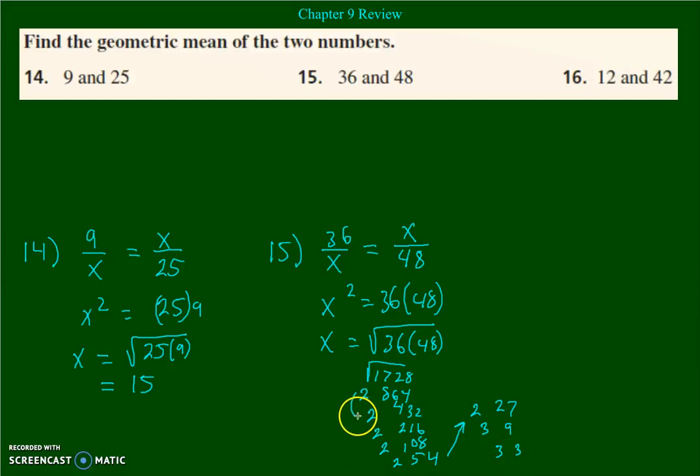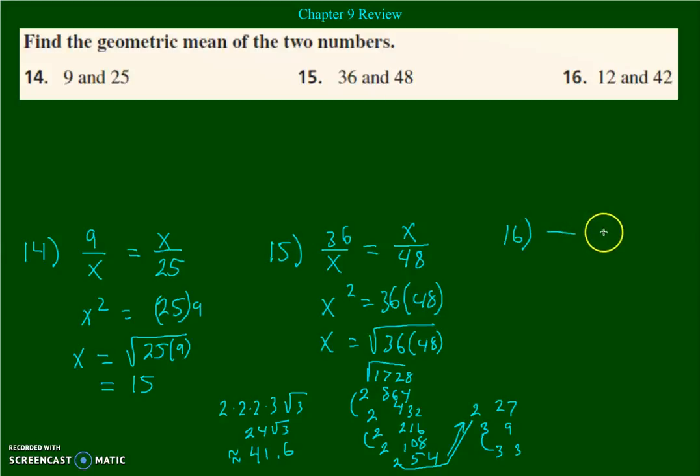So we have 1 pair of 2's, 2 pair of 2's, 3 pair of 2's, and 1 pair of 3's. So that's 2 times 2 times 2 times 3, square roots of 3. That's 8 times 3, which is 24 square roots of 3. So that's the exact value, and that's approximately equal to 41.6.